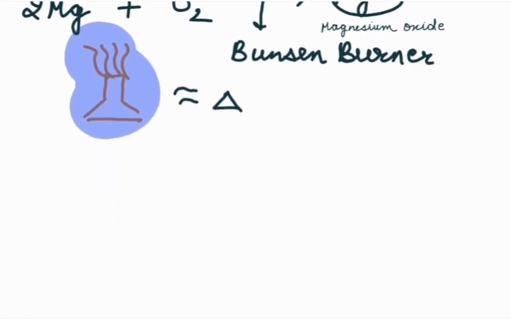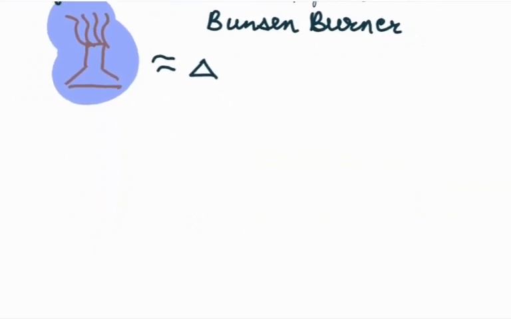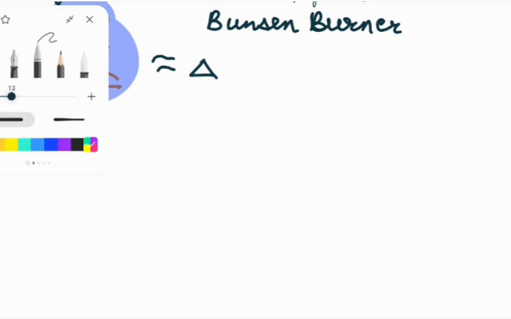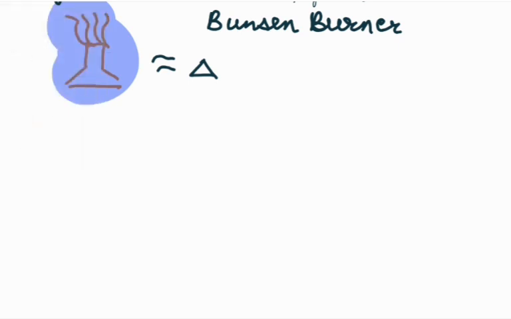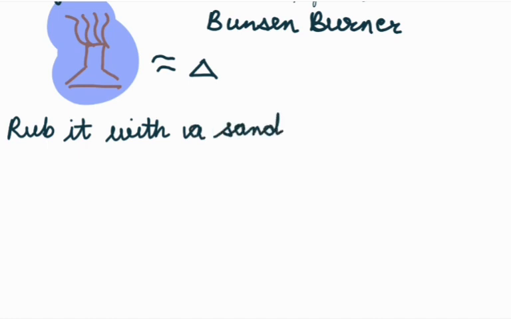Now what is the process? First of all, we have to take the magnesium ribbon and rub it with sandpaper. The first step should be to rub it with sandpaper. Magnesium is available in the form of a ribbon, and we have to rub that ribbon with sandpaper.